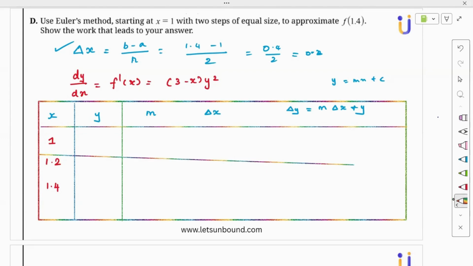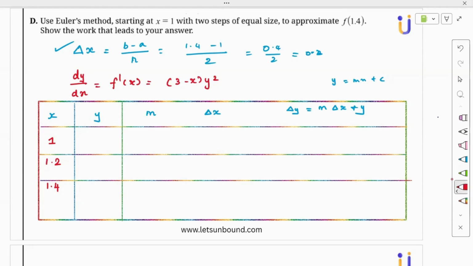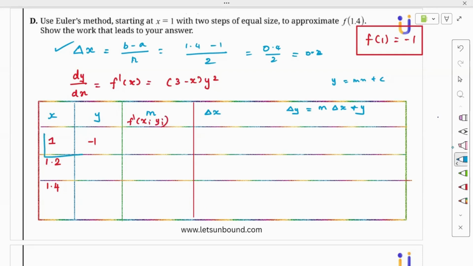Now let's do the solving part. Okay, here we go. What is y? When x is 1, what is your y? This is the initial condition. We have f of 1 equal to negative 1. I hope you remember, many questions use this. So it's negative 1. How can I find this m? Finding m is f dash of xi, yi. Okay, it depends on both the variables, right? Very simple. If you're solving for this, plug in your f dash of x, the respective x and y values. That's it.